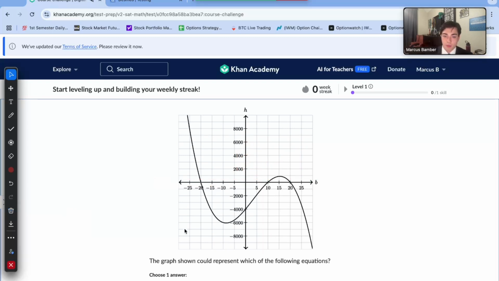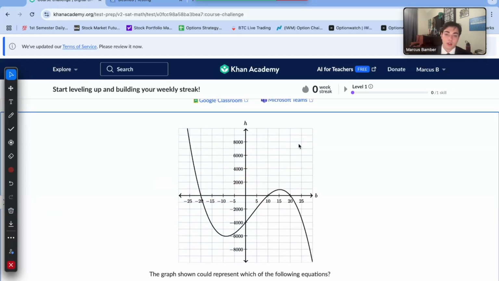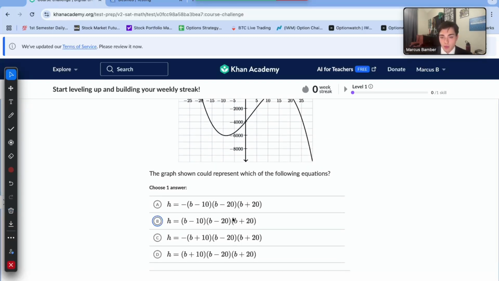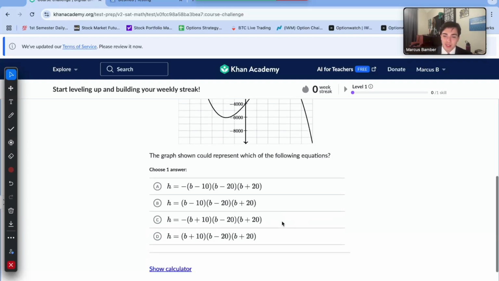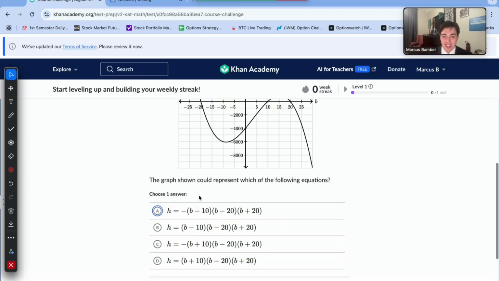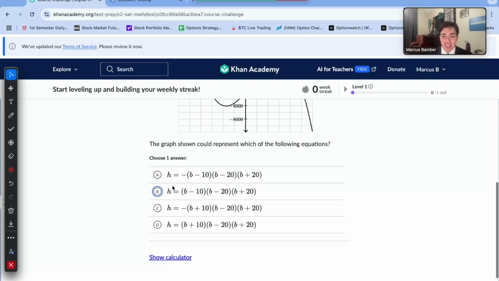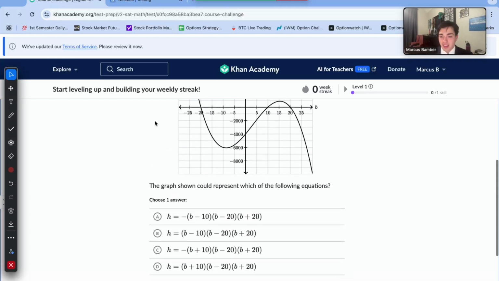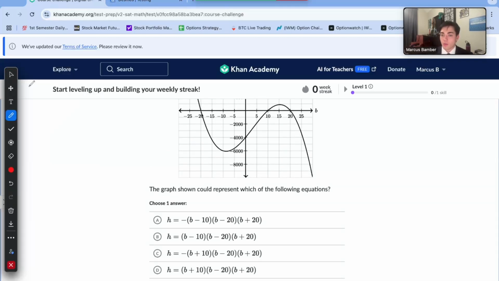The graph shown could represent which of the following equations. First, note that this is a cubic function, so we're going to have 3 distinct x-intercepts here. Now, next step, simply substitute into Desmos. I know it's the easiest way to do it, especially if you're last minute studying. Just substitute into Desmos when in doubt.